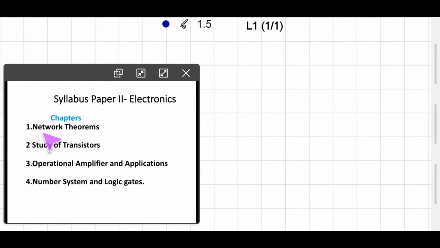That is first chapter, network theorems. Chapter second, study of transistors and related circuitries. Chapter third is amplifier and applications, operational amplifier and applications. And chapter 4 is number system and logic gates.